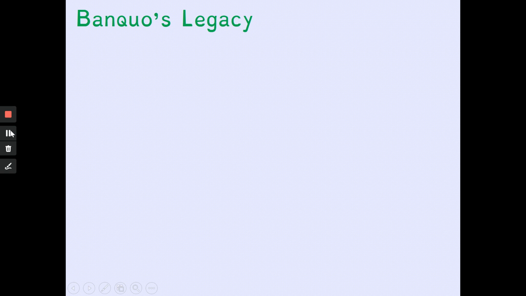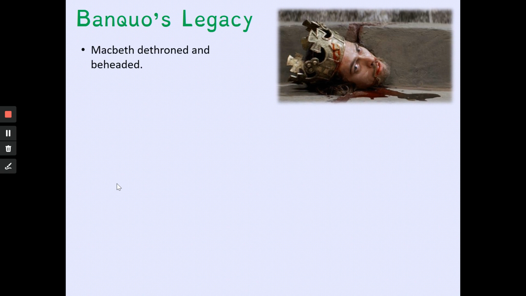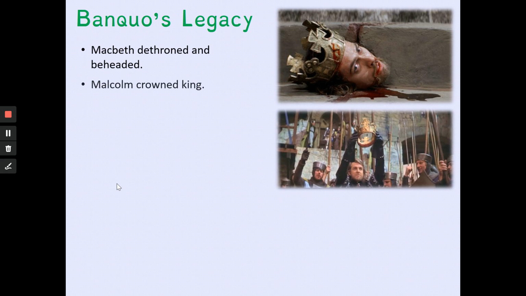Now, we might think, oh, well, the ghost has been and gone. That's the end of it. Well, Banquo's legacy lasts beyond the visit of the ghost. We know that at the end of the play, Macbeth is dethroned and beheaded. So what we're doing now is kind of summing up what Banquo has left behind, his legacy. Malcolm is crowned king.